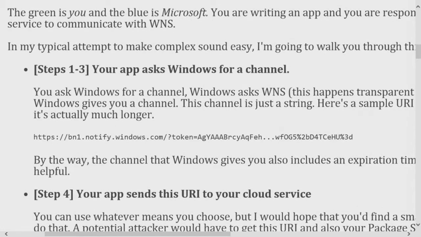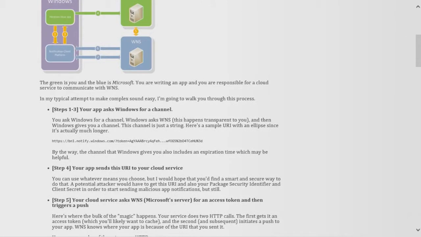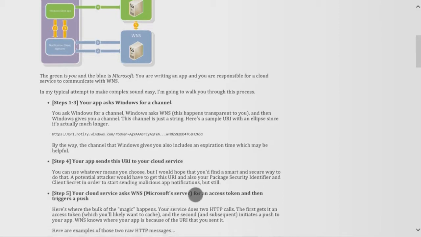That channel URI, here's an example of what that's going to look like. https bn1.notify.windows.com, etc. That's a sample channel URI. Actually, I've got an ellipsis in there because it's much longer. But that's it. So that comes back to you. You now need to get that up to your cloud service. And now your cloud service is going to use that to figure out how to communicate and represent your app.